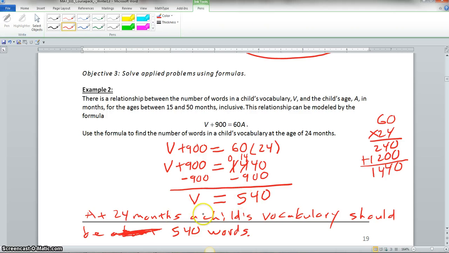But we know in the real world, some children's vocabulary will have more than 540 words. Another child's vocabulary may have less than 540 words. But since we have an exact answer here, we'll leave it that the vocabulary should be 540 words. And that is it.